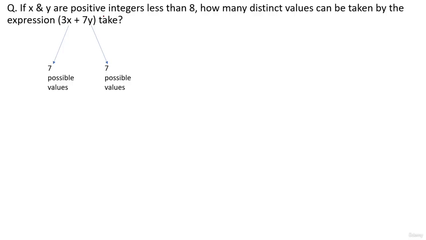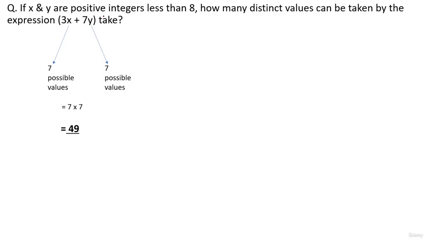So how many values are available for x? 7 values. How many values are available for y? 7 values. Okay, so what will be the total number of values of 3x plus 7y? Values of x multiplied by values of y, 7 into 7, the answer is 49. So this expression can take how many values? 49 values.